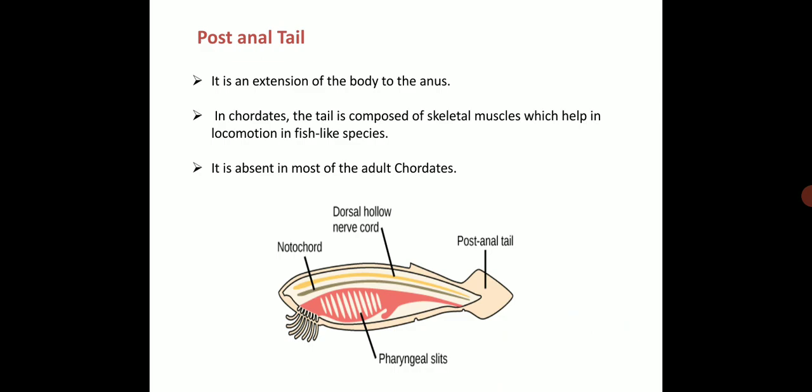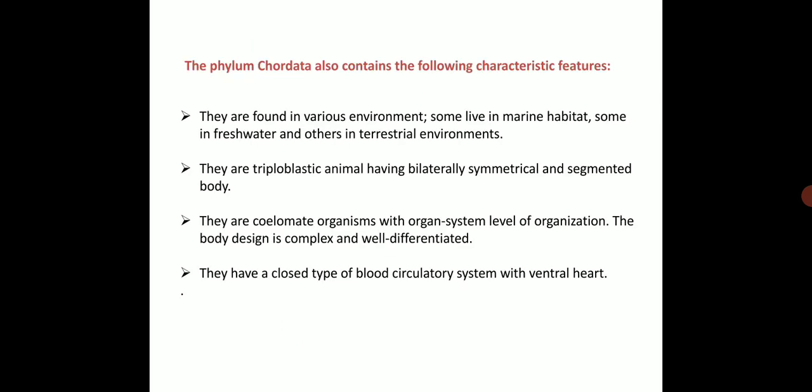Fourth one, the post-anal tail. It is the extension of the body beyond the anus. Here in the picture you can clearly see the post-anal tail. In chordates, the tail is composed of skeletal muscles which help in locomotion in fish-like species. It is absent in most of the adult chordates. These four are considered to be the fundamental characters of a chordate.